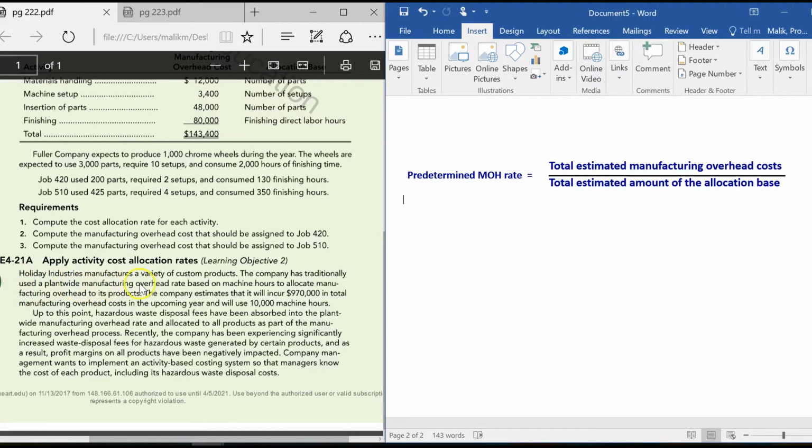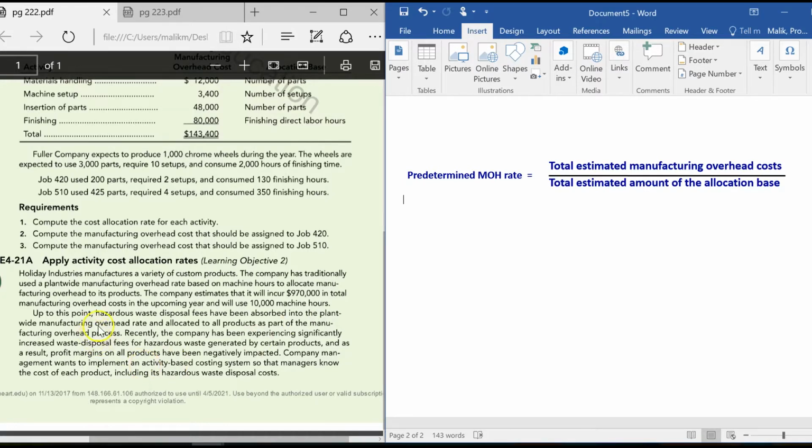Holiday Industries manufactures a variety of custom products. The company has traditionally used a plant-wide manufacturing overhead rate based on machine hours to allocate manufacturing overhead to its product. The company estimates that it will incur $970,000 in total manufacturing overhead costs in the upcoming year and will use 10,000 machine hours. So far the company has been using the traditional plant-wide rate. It's the one rate that we did in chapter 3.